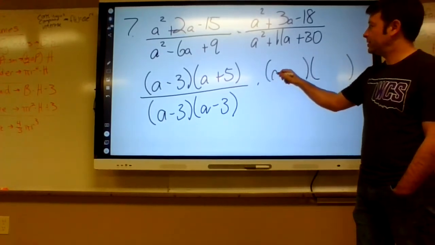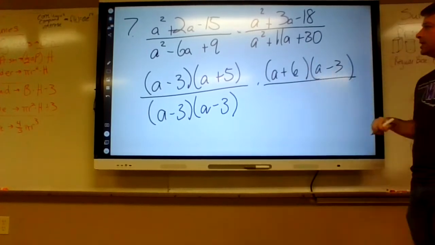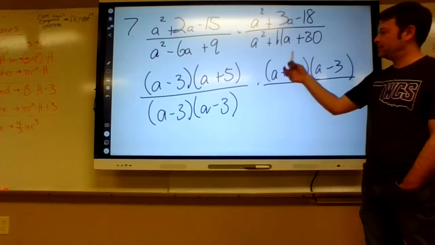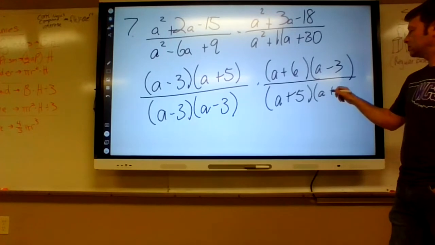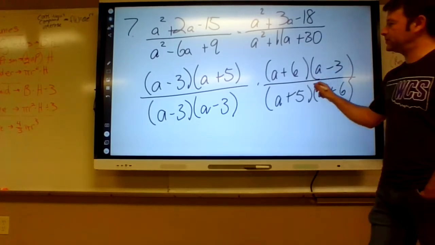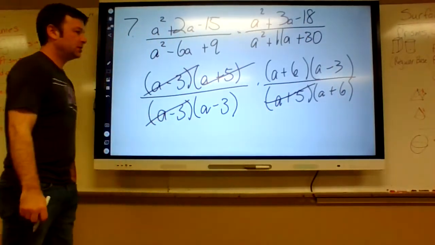6 and negative 3. And the last one, what multiplies into 30? 5 and 6, right? Does that add up to 11? Yeah, it does. Alright, and now we go crazy. A plus 5, A plus 5, A minus 3, A minus 3. What did I miss?